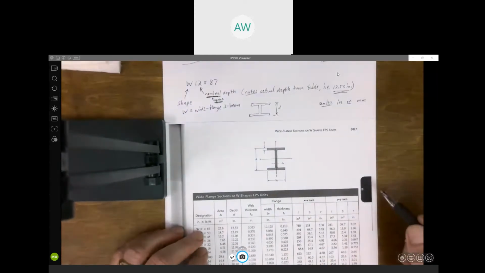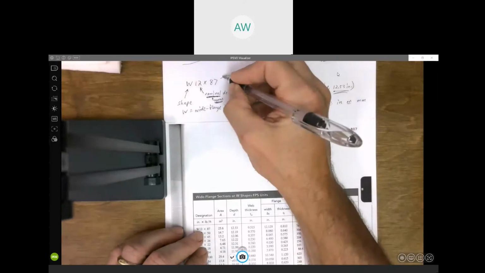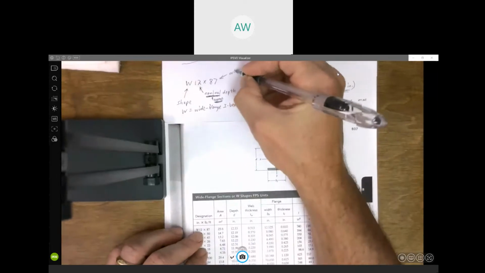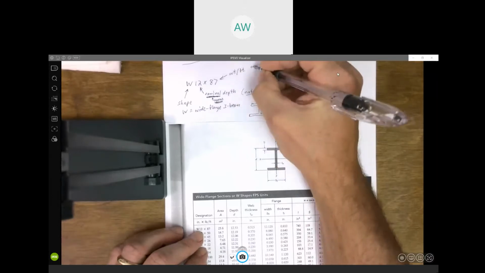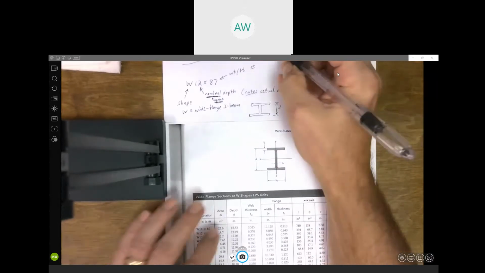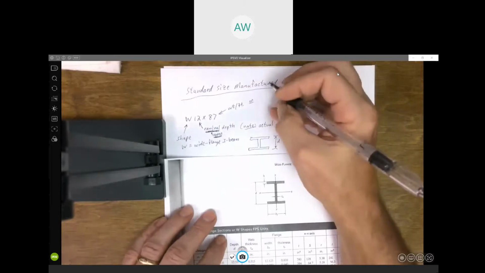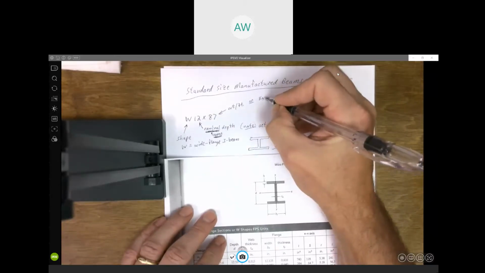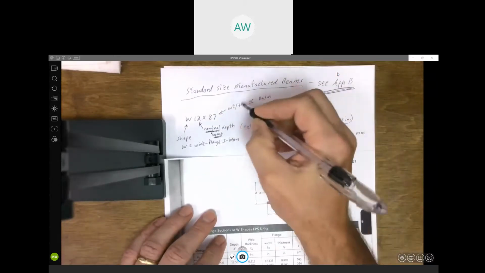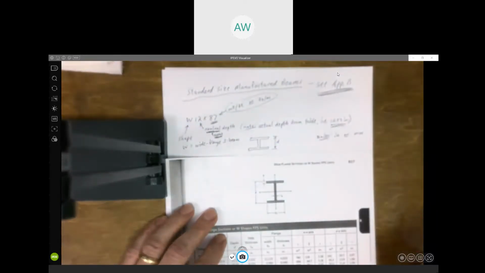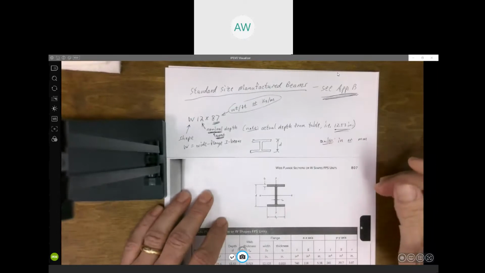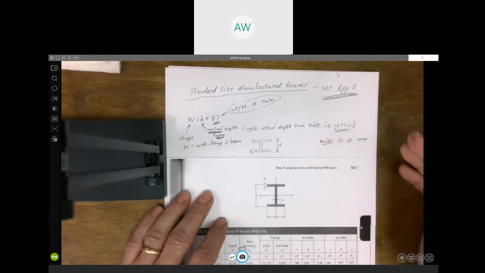All right. So finally, this last number, in this case, 12 by 87. What that number gives you is the weight per foot, or again, if you're doing the SI units, it would be kilograms per meter. So that's what that last number tells you, is how much this thing weighs, essentially.